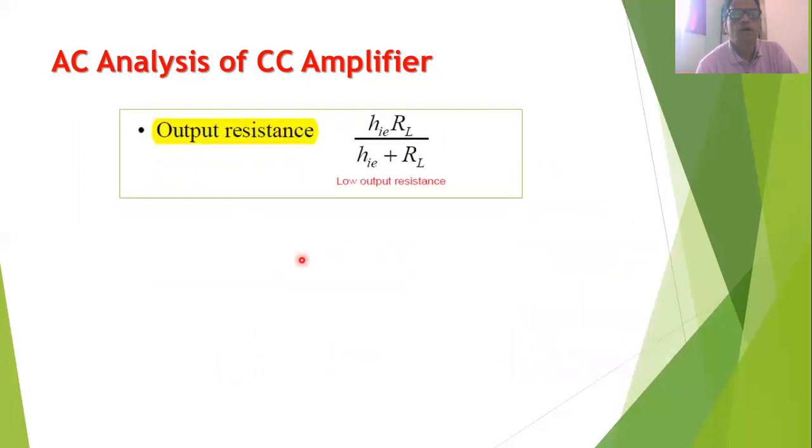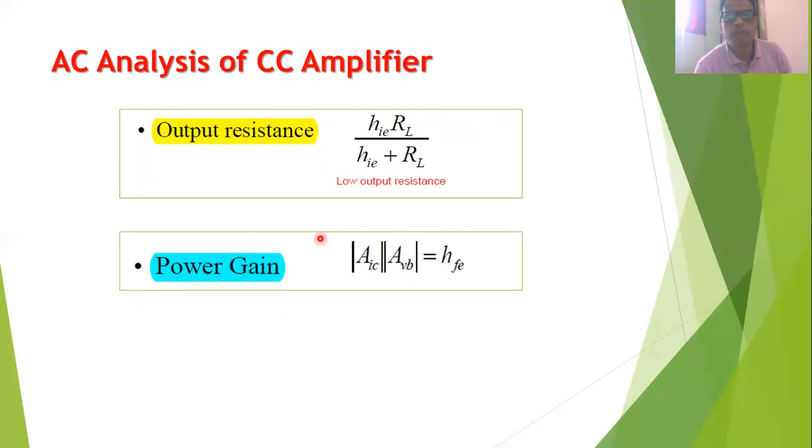Now we will go for the output resistance. Output resistance is the resistance that is present between the output terminals of the amplifier. And you will find that from the AC equivalent circuit, this output resistance is HIE RL divided by HIE plus RL. So you will find that this circuit has a very low output resistance, and it is only a few ohms.